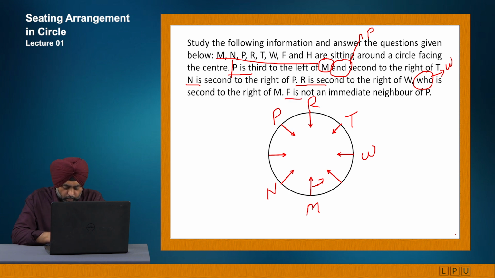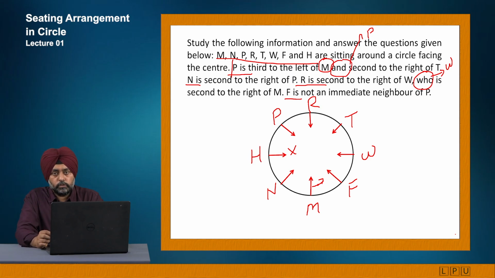The last, F is not neighbor of P. F is not neighbor of P, so F cannot come here. So where could F come? F could come here. F is not neighbor of P. So we are left with one vacant position. We have to see who is left. We are done with M, N, P, R, T, W, and we are left with only H. So H will come here.